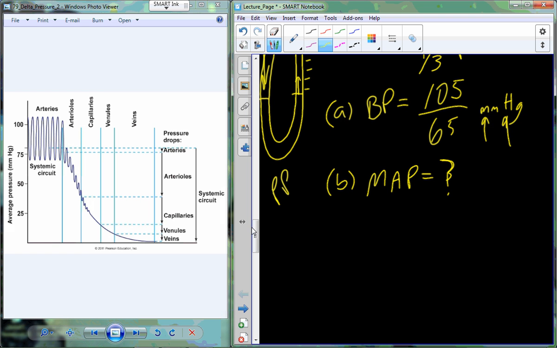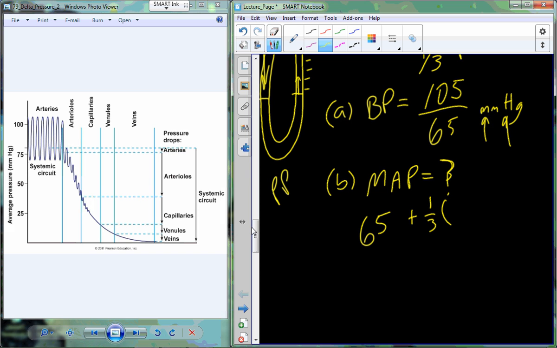Okay, so what's the first part of the equation? Diastolic pressure. And what is our diastolic pressure in this example? 65. Diastolic is always on the bottom, or typically the lower number, not necessarily, but most of the time, unless something very strange is going on. And then we add that to one third of my pulse pressure.